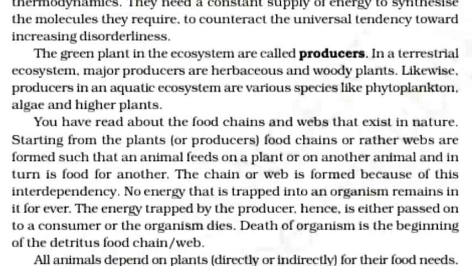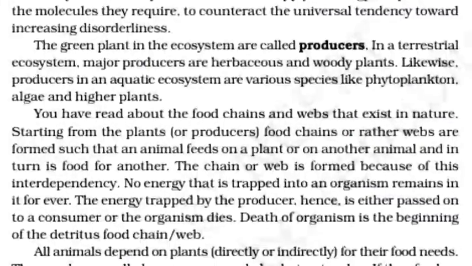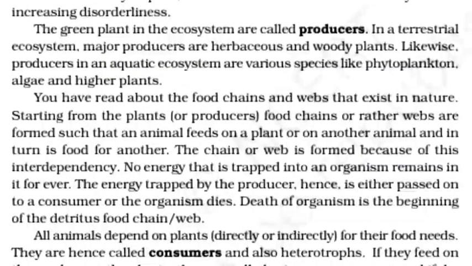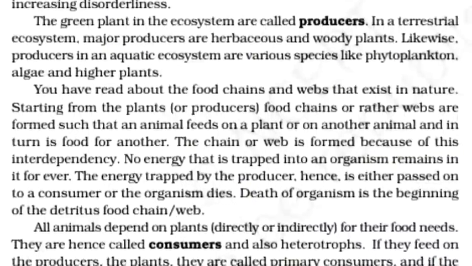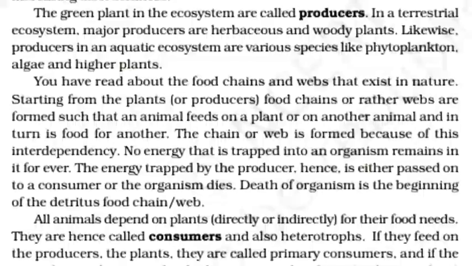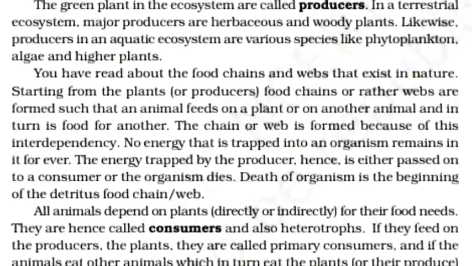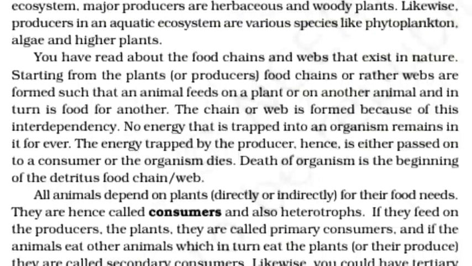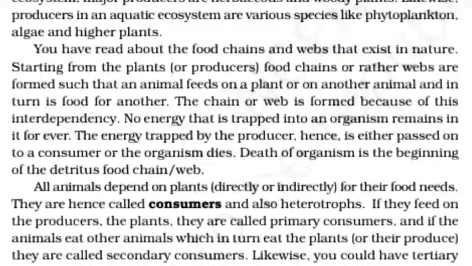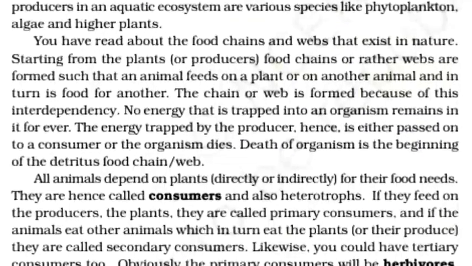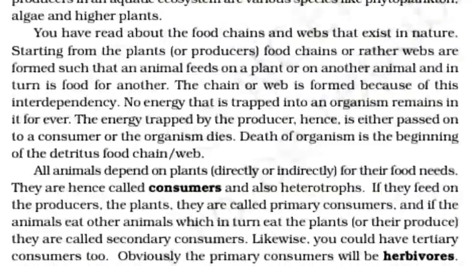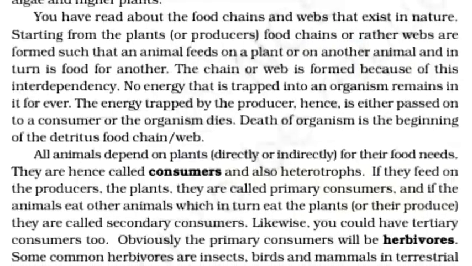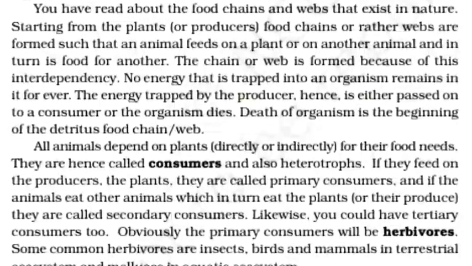You have read about the food chain and web that exists in nature. Starting from the plant or producer, food chains, or rather webs, are formed such that an animal feeds on a plant or on another animal, and in turn is food for another. The chain or web is formed because of this interdependency. No energy that is trapped into an organism remains in it forever. The energy trapped by the producer is either passed on to a consumer or the organism dies. Death of an organism is the beginning of the detritus food chain or web.